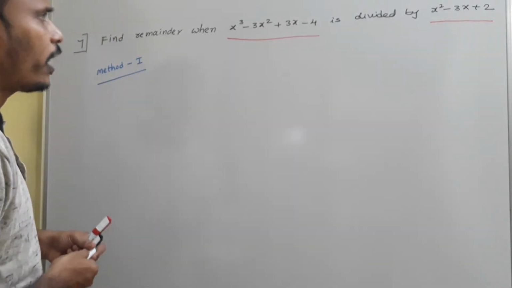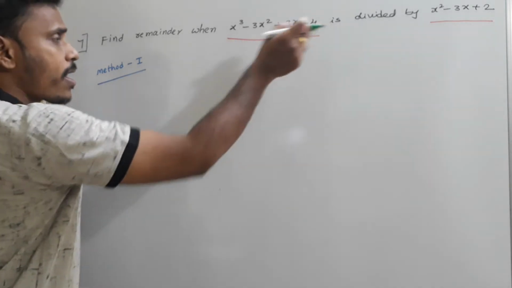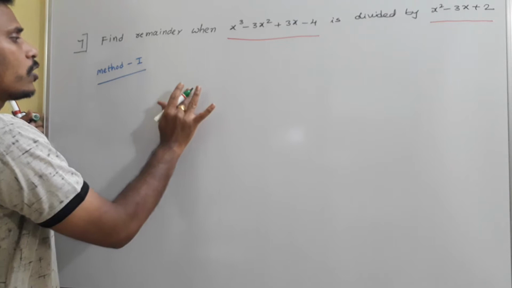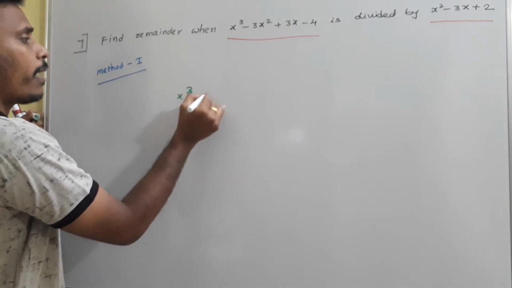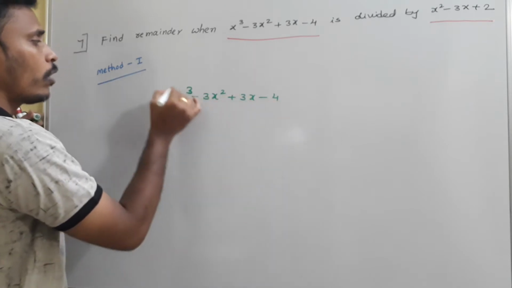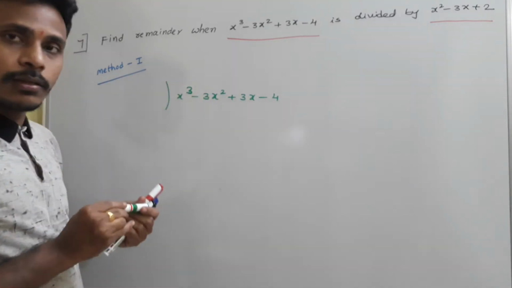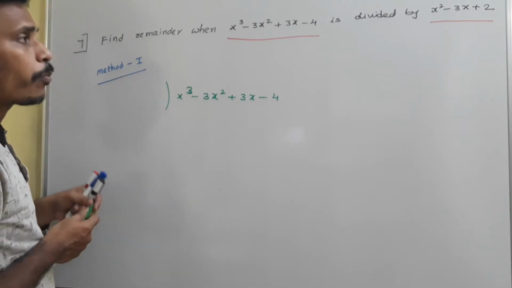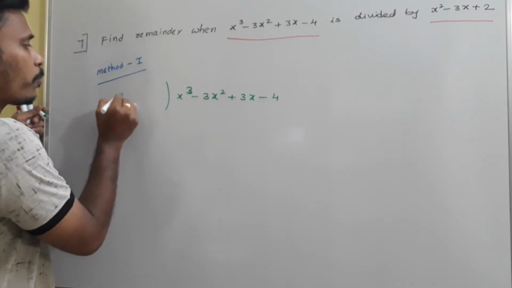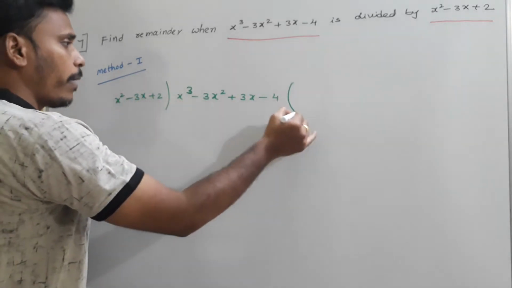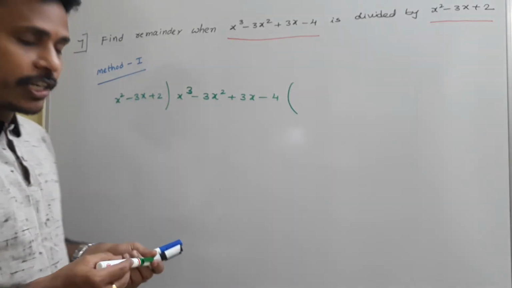So if you are trying to find the remainder when this is divided by that, as a first method you just go with usual division. So this x cube minus 3x square plus 3x minus 4 is the dividend polynomial, and we are going to divide it by the given divisor polynomial x square minus 3x plus 2. So it's the usual traditional way.